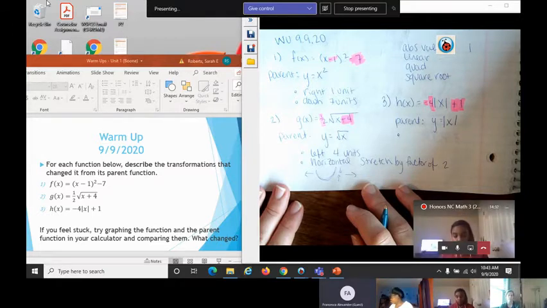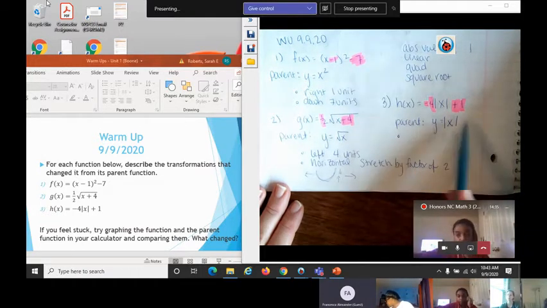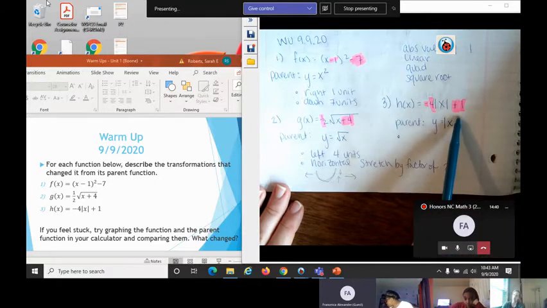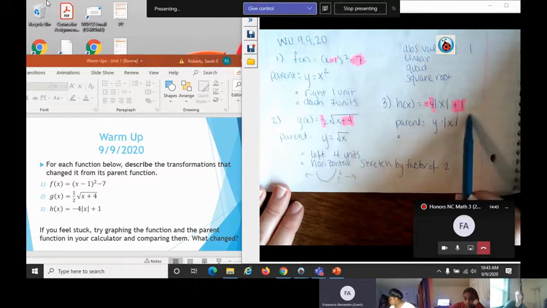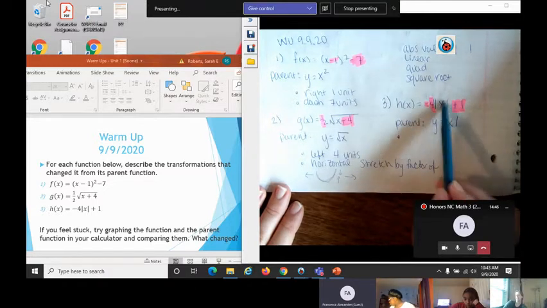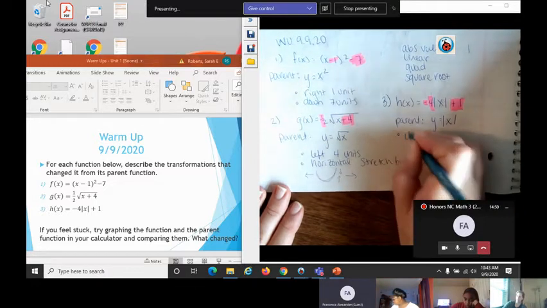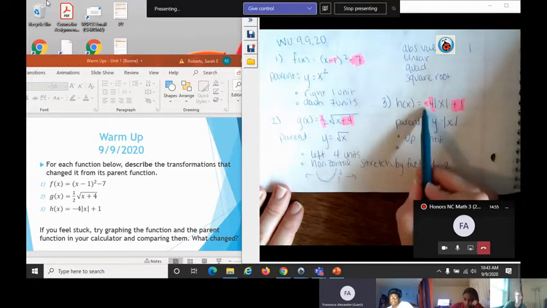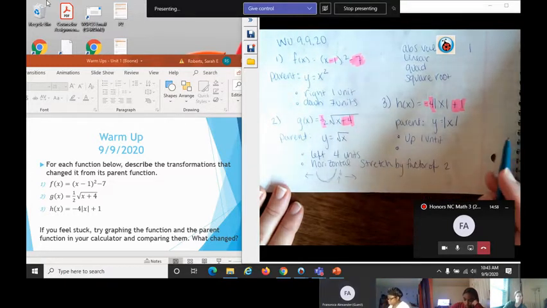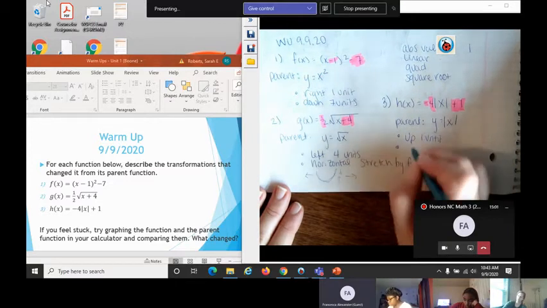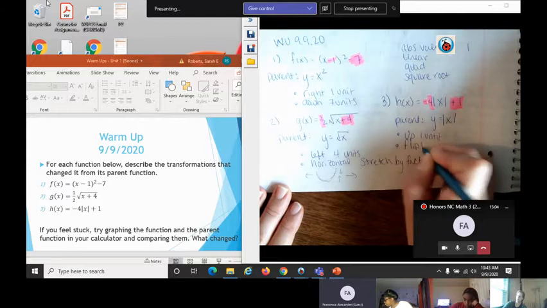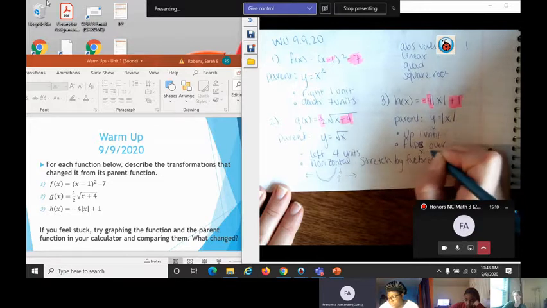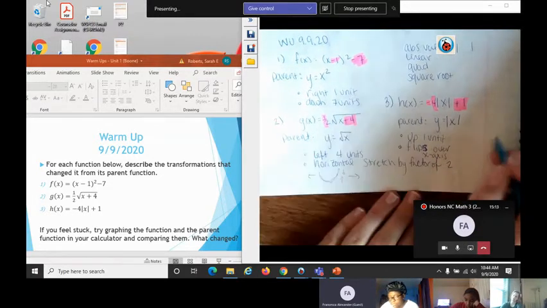Goes left. No, it's outside of the absolute value bars, so it's going to go right. I mean up. When it's outside of the function, it goes up or down. When it's inside of the function, it goes left or right. So this one's going to go up 1 unit. What does the negative sign do? Go right. This one flips left, or reflects over the x-axis. And then the 4, what does the 4 do?